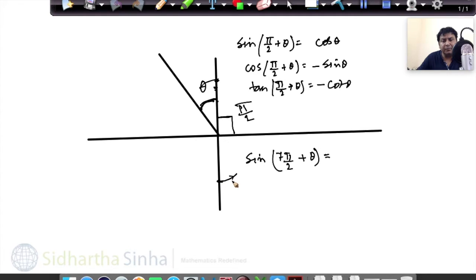Okay, so this 7 pi by 2 is down there and we have a plus theta to it. Plus means you add to it, you go anti-clockwise. Which quadrant are you in now? You are standing in the fourth quadrant. Okay, so sine is negative there. And because it's an odd multiple of pi by 2, it should change to cos theta. So you can write any random thing, and you'll be able to find out the value of that. Alright.